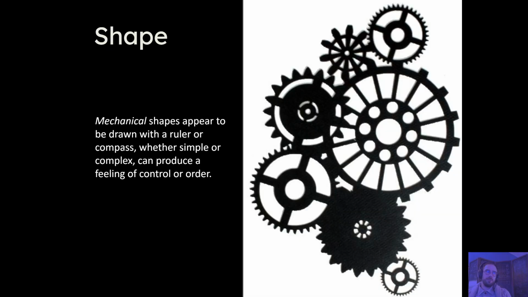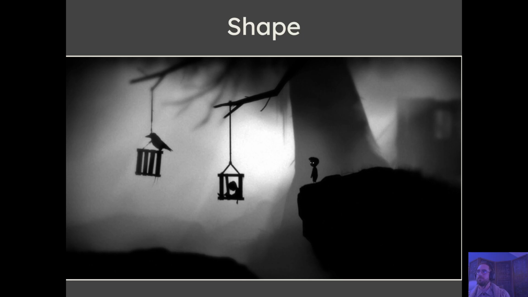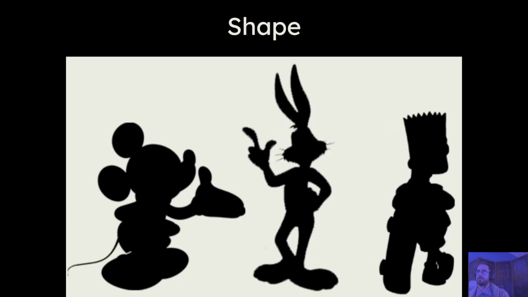Mechanical shapes are going to give your players a different feel, a more structured, more complex feel. They can produce a feeling of control or order. Organic shapes are a little more chaotic in feeling, much like the chaotic line that we talked about. They are complex and normally found in nature, and they can produce a feeling of freedom as well as chaos. But take a gander at these shapes. Lovely. Look at all those shapes. Nice shapes.